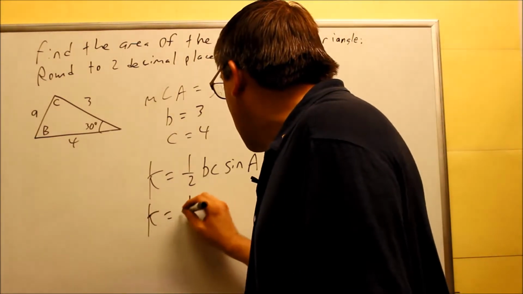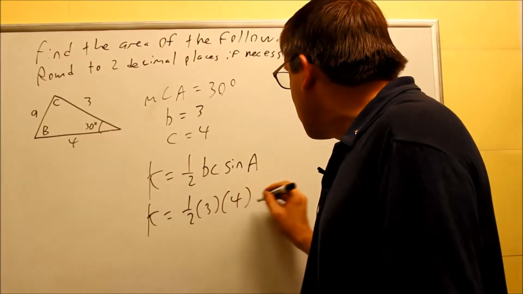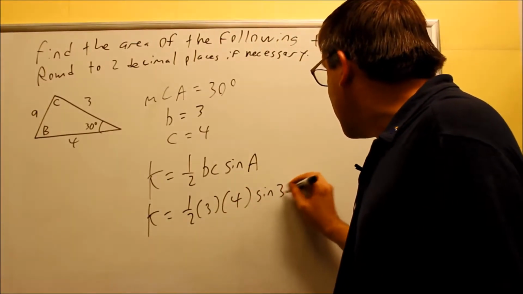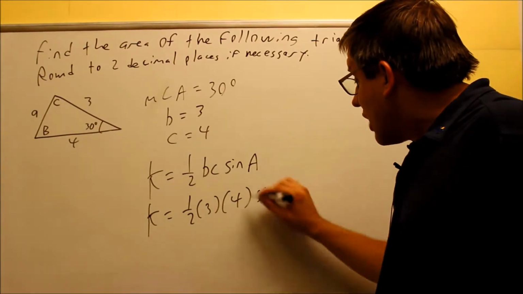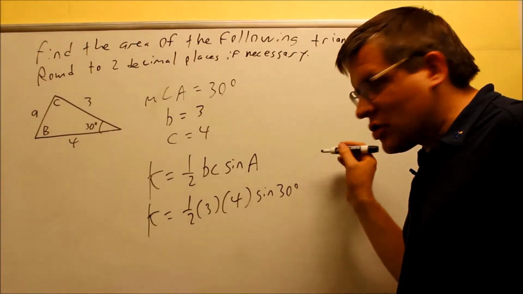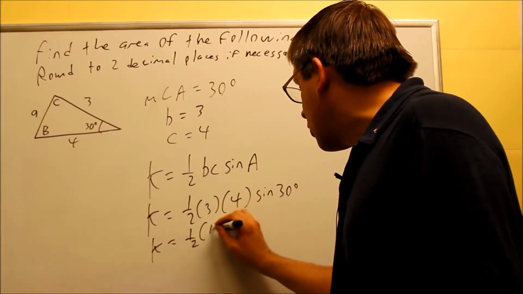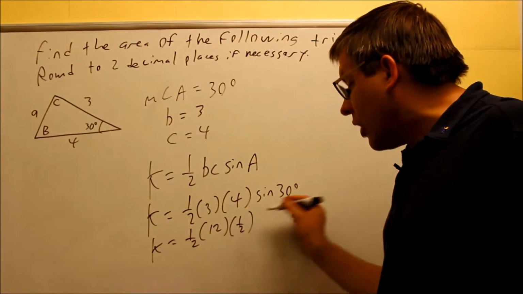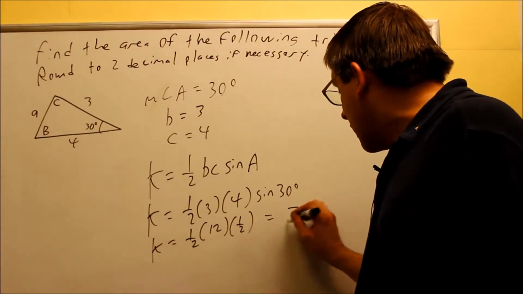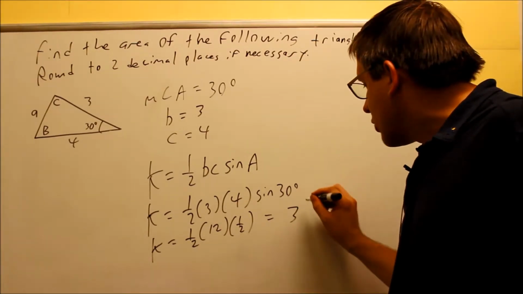Okay, so we got 1/2, B is 3, C is 4, and we have sine of 30 degrees. Now sine of 30 degrees is actually going to be 1/2, so we can put that in. 1/2, 3 times 4 is 12, times 1/2. So then you end up with 12 divided by 4, and that gives you 3. We don't need to round to any decimal places in this problem. So this would be your answer.